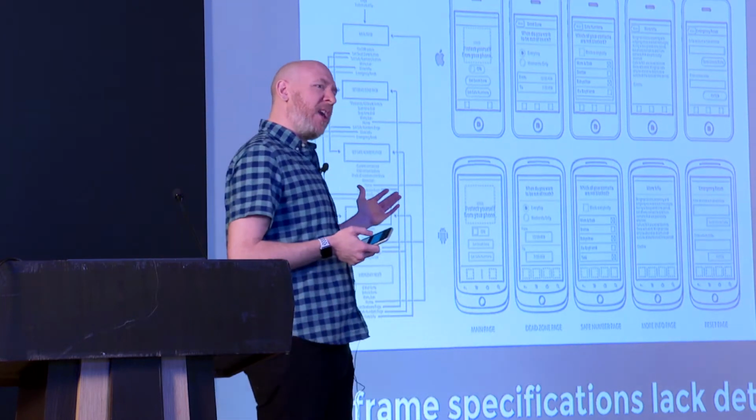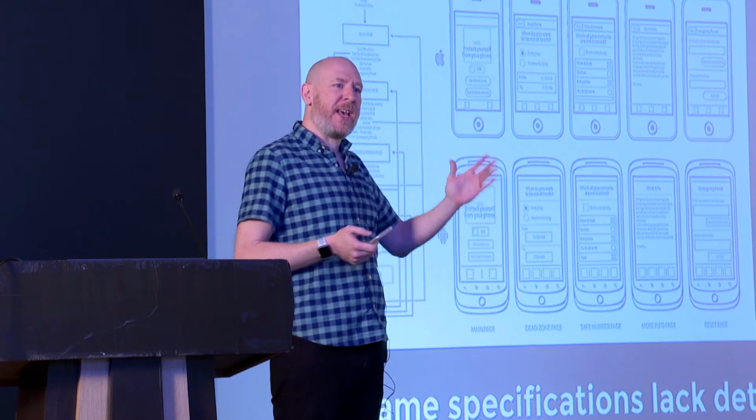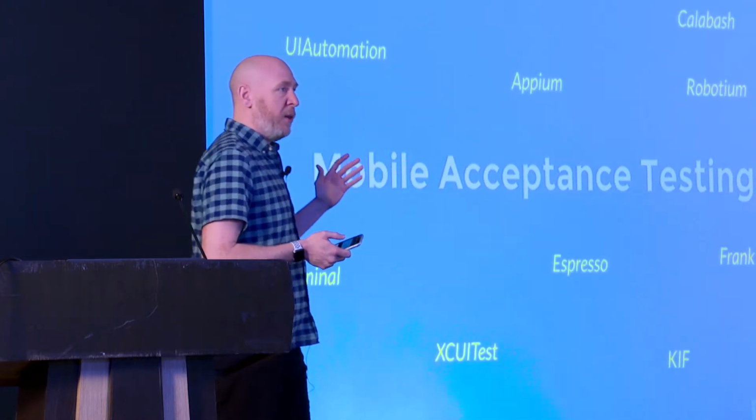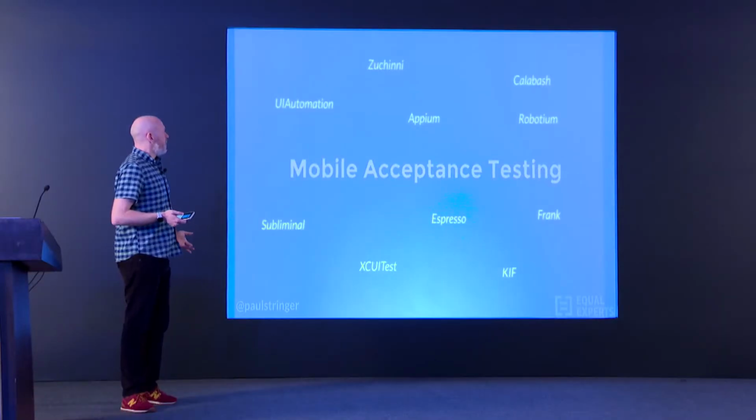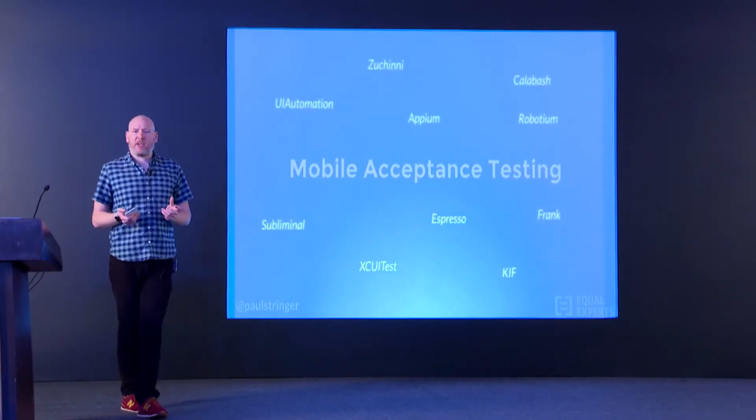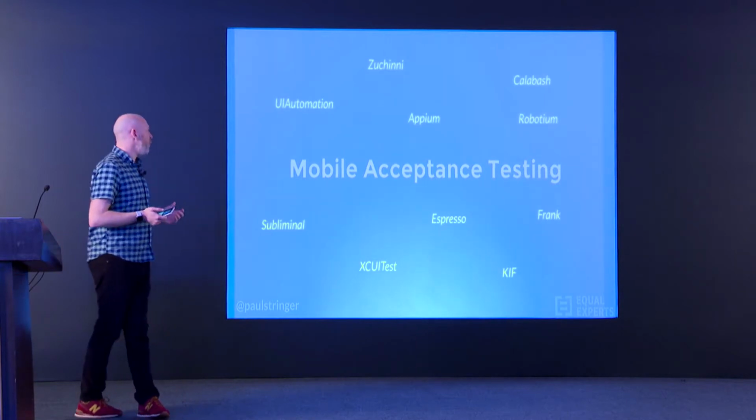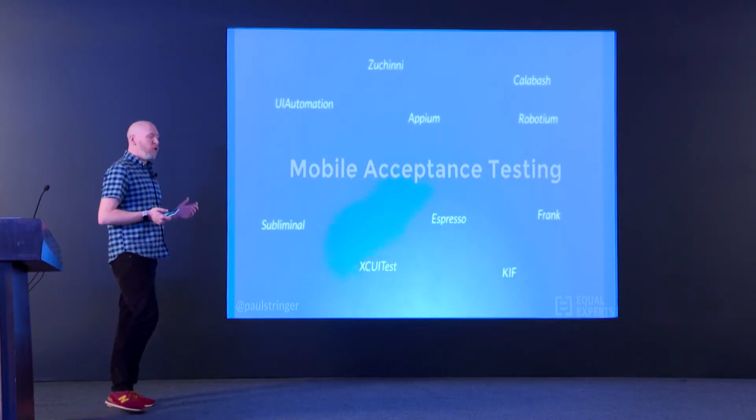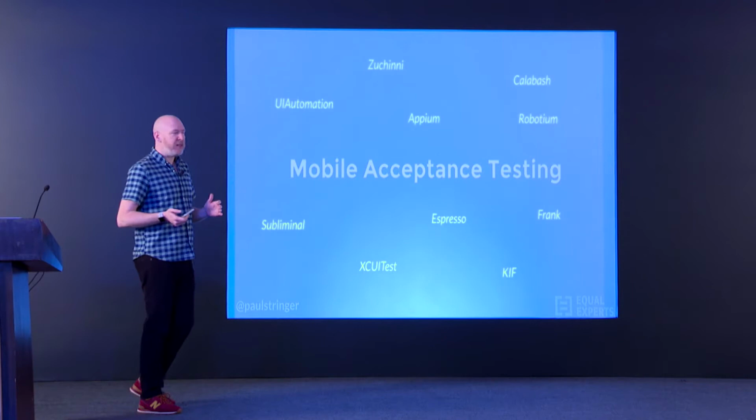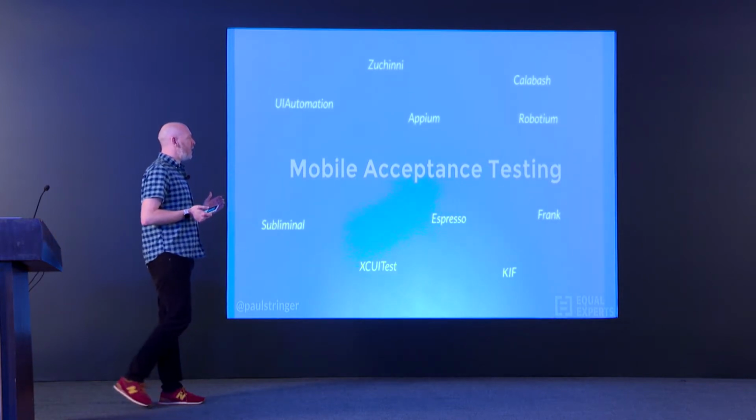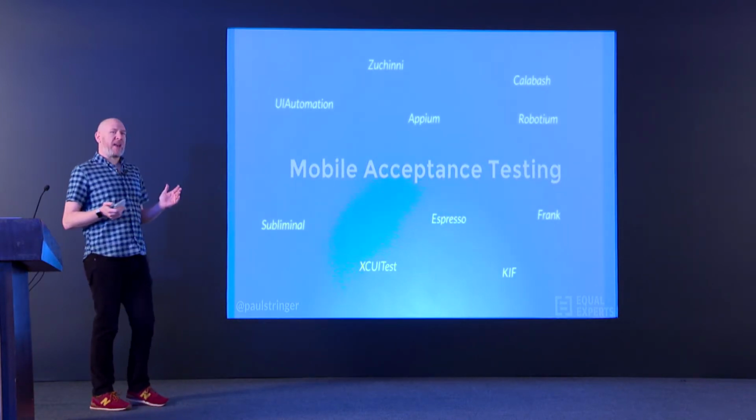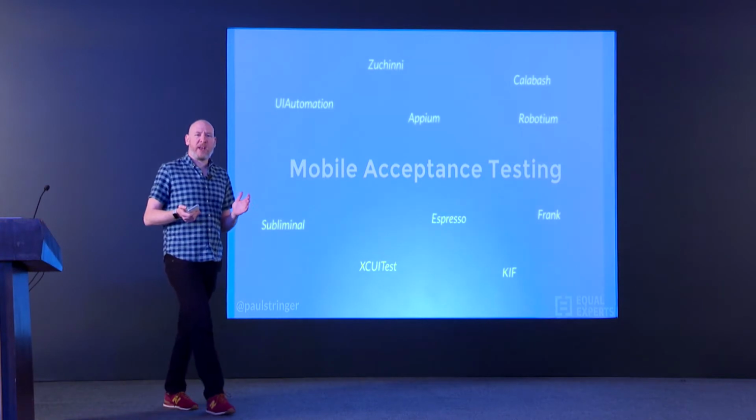If that's your specification, the only real way you can test it is by checking that those specifications meet the piece of software you've got. In mobile testing, we've had a wonderful spectrum of different technologies come and go over the years. You will be familiar with things like, if you're old enough and been in this game long enough, Zucchini and Calabash and Frank and Kif, all wonderful names.